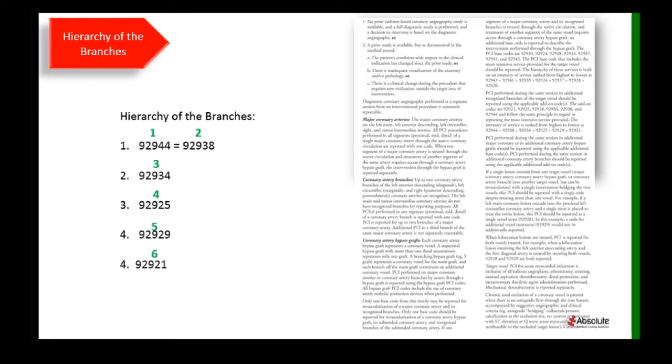And just like the major vessels, the branches have a hierarchy too. I'm not going to get too involved. If you'd like to read it, it's on the right. And just like you've done for the major vessels, you'll have to make note of this hierarchy as well. Although I wouldn't do it, you can pretty much read the code language, and that's what I suggest that you do. Also read the parenthetical guideline to code it properly.